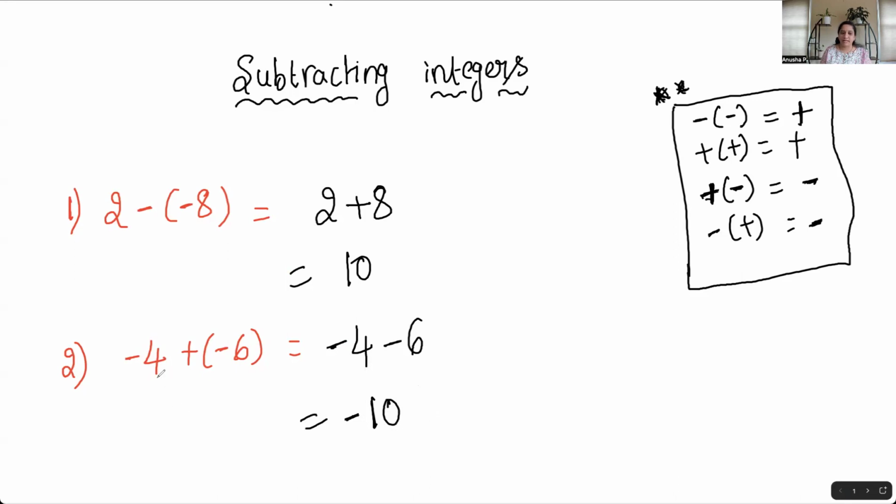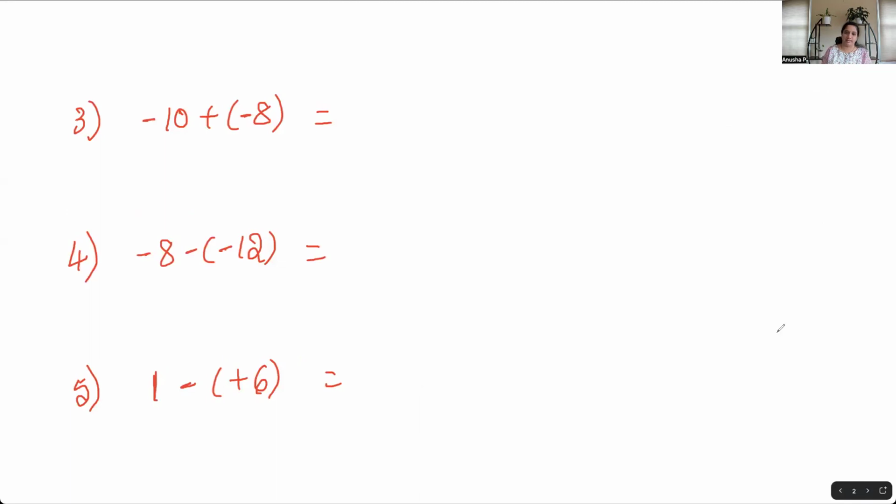Okay. So in the second example, minus 4 plus minus 6. So when you have a plus and minus next to each other, write it as minus 6. So minus 4 minus 6 have the same sign. So add the two numbers. 4 plus 6 is 10 and keep the same sign. That's what you got, minus 10.